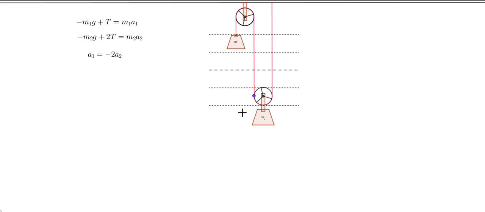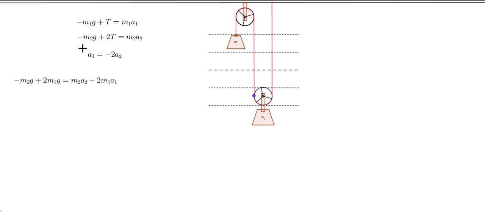It makes sense because initially we were just looking at the single pulley system, the acceleration of this object. So to find that relationship, we can first multiply this equation by 2, and then subtract these two equations from one another to eliminate T, and then we'll have minus m2g plus 2m1g equals m2a2 minus 2m1a1. Again, we just multiplied this by 2 and subtracted it from this equation.